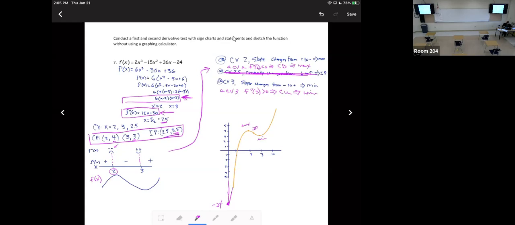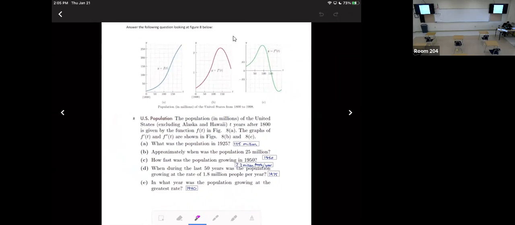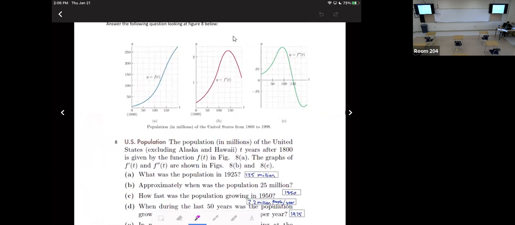Okay, so let me keep going. So over here, I want to hit some key points as well. First of all, when you get to look at these graphs, you want to figure out what's going on. So here's your, I should make that capital, here is your f of x. Here's your f prime of x. And here's your f double prime of x.